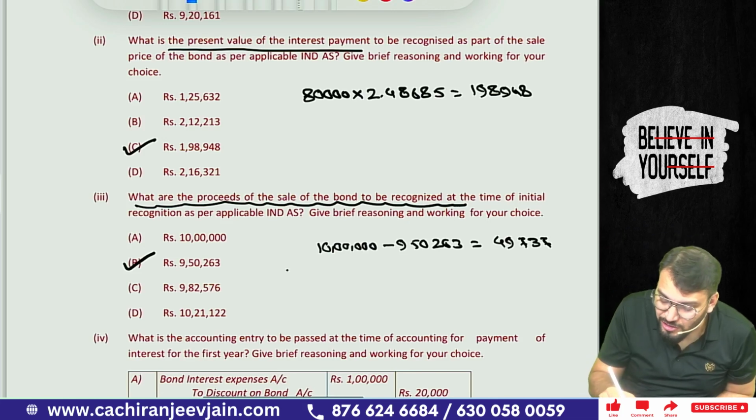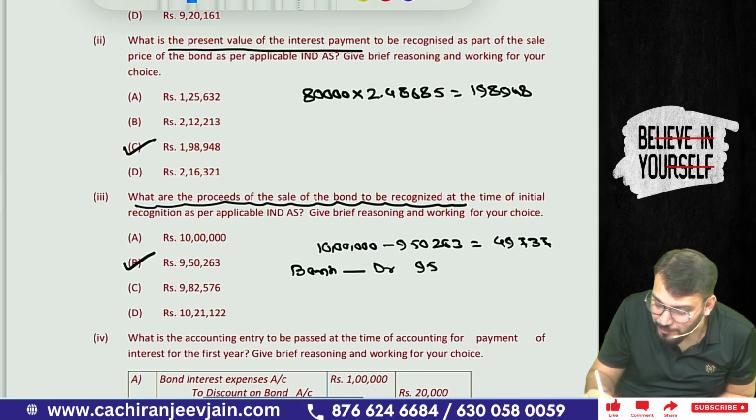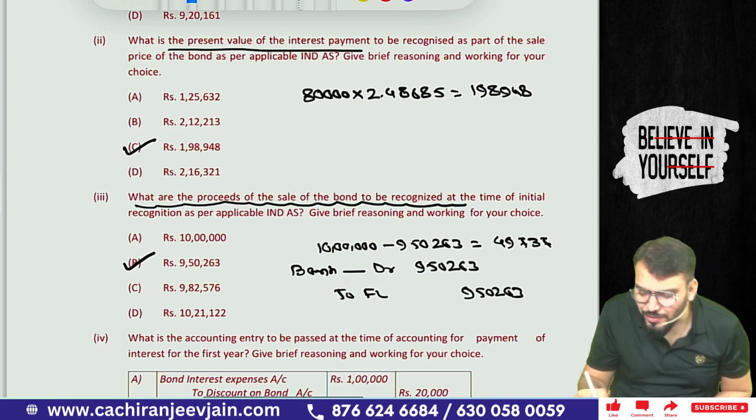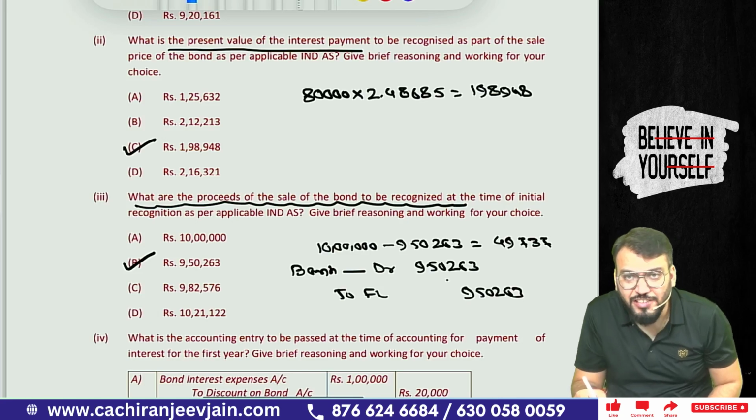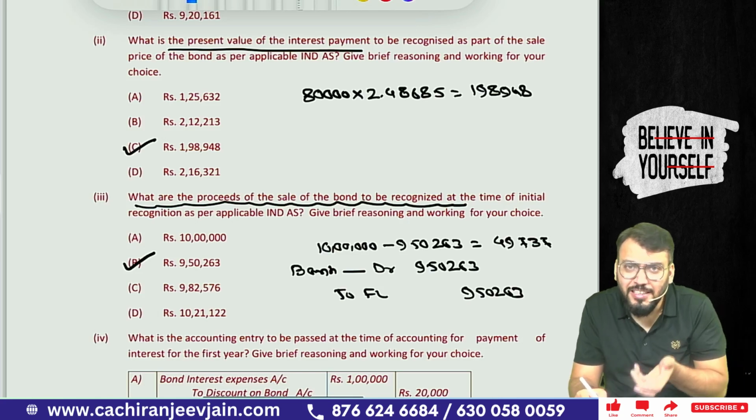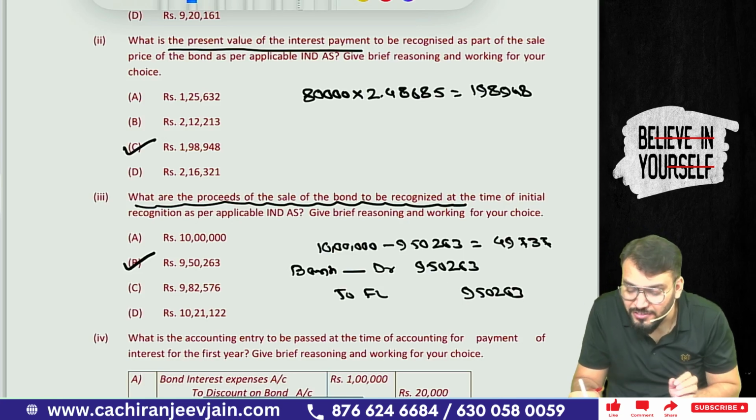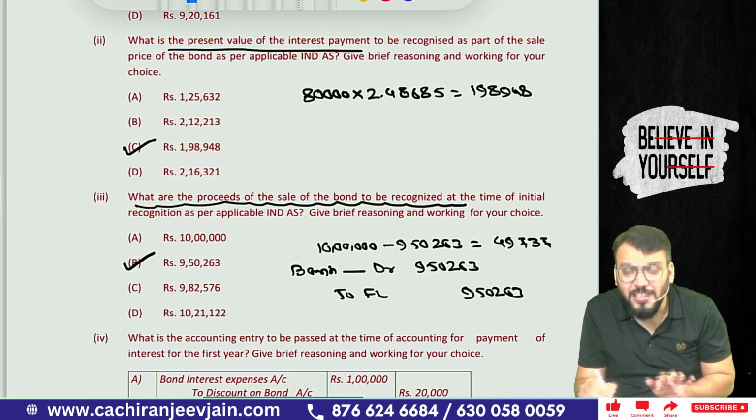Means what is the initial journal entry we normally pass? How much have we received in bank account? Bank account debit 9,50,263, to financial liability 9,50,263. Either you can say it is nothing but fair value minus transaction cost, or you can say it is issued at a discount, so 10 lakh minus this is the discount. So normally we pass this journal entry.